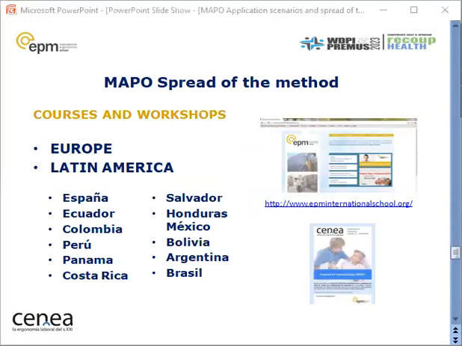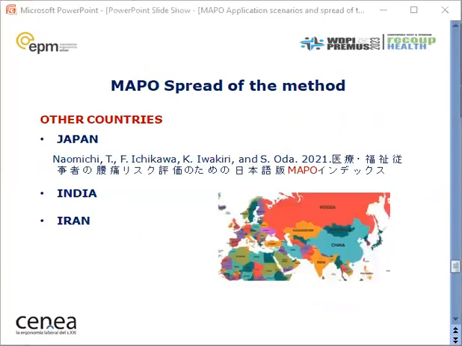And last but not least, we shouldn't forget the important role that training plays in the right spreading and application of the method. Numerous courses have been conducted through the EPM International School and CENEA in mainly Europe and Latin America. But not only in Europe and America, MAPO has also been disseminated in some countries such as Japan, India, and Iran.